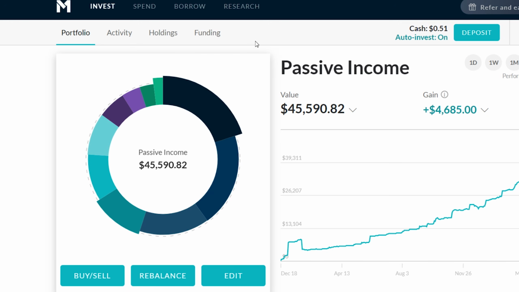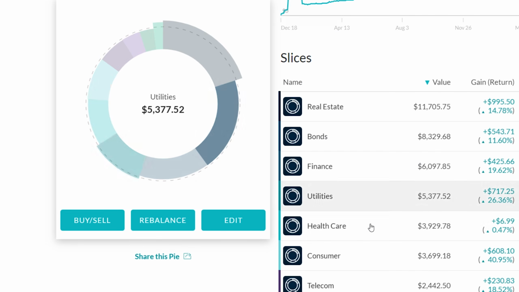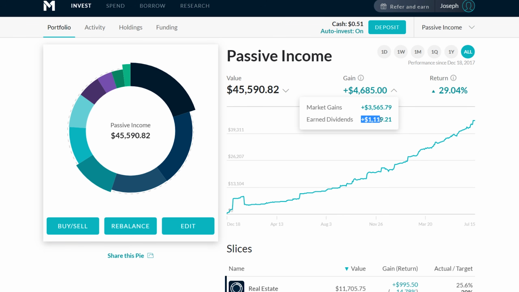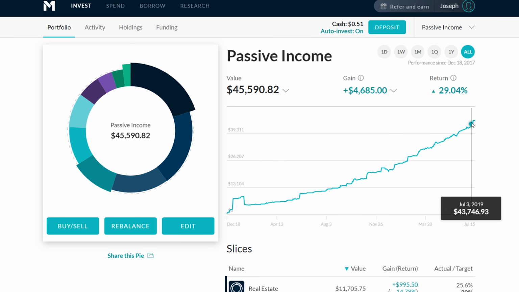So M1 Finance has a very easy way to reinvest your dividends back in your portfolio. Of the $1,100, all of this has been reinvested back in my portfolio. And now those additional shares I purchased with that $1,100, those are paying me dividends as well. That's reinvestment. That's a lot where the compounding gains comes in.